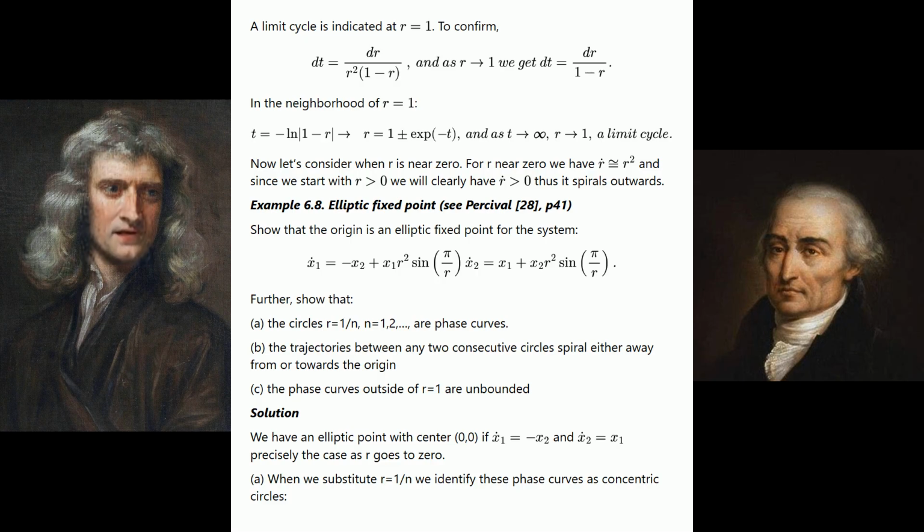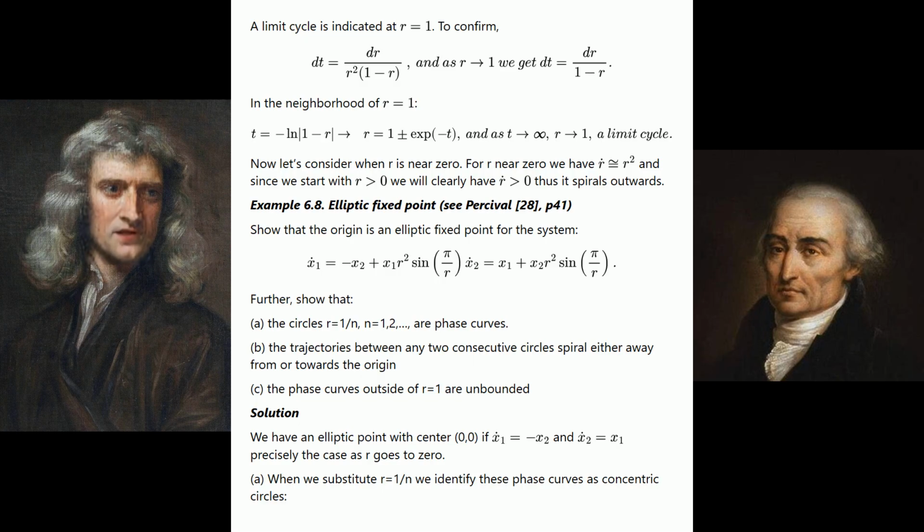Example 6.8. Elliptic fixed point, C. Percival, P41. Show that the origin is an elliptic fixed point for the system, see the next equation. Further, show that A, the circles R equals 1/n, n equals 1, 2, and so on, are phase curves. B, the trajectories between any two consecutive circles spiral either away from or towards the origin. C, the phase curves outside of R equals 1 are unbounded.